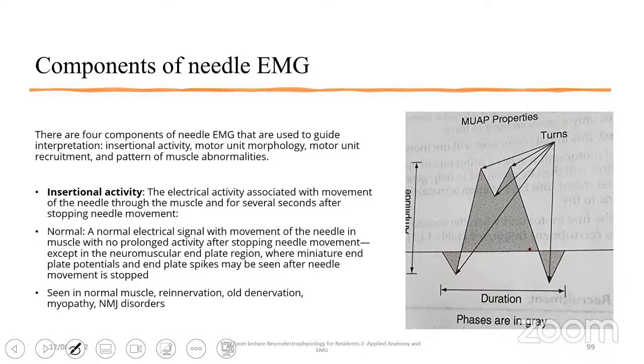The electrical activity associated with the movement of the needle through the muscle and for several seconds after stopping the needle movement is insertional activity, and that 4-quadrant method, don't forget, normal electrical signal with the movement of the needle in the muscle with no prolonged activity after stopping the needle movement, except in the neuromuscular end plate region, where there may be miniature end plate potentials and end plate spikes seen after the needle movement is stopped. But it is normal muscle, reinnervation, old innervation, myopathy, neuromuscular junction disorders.